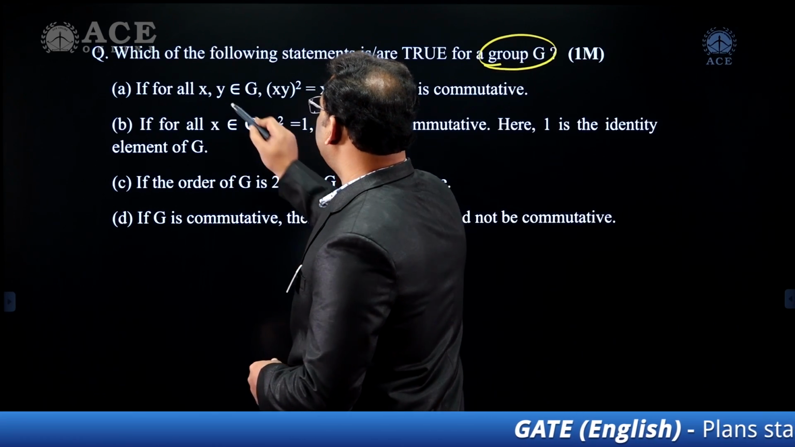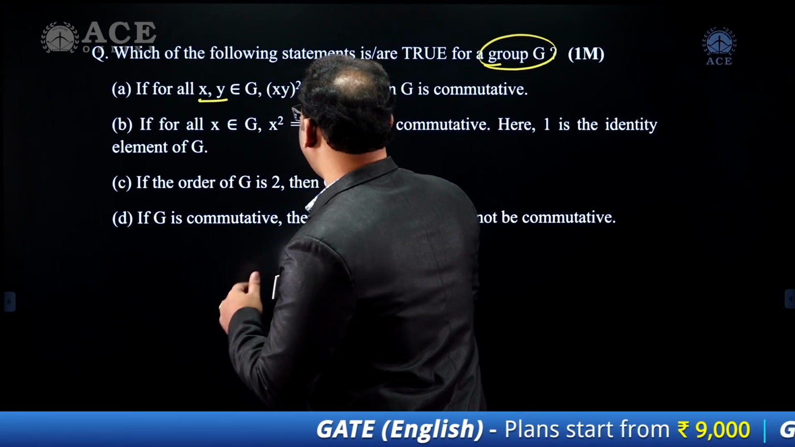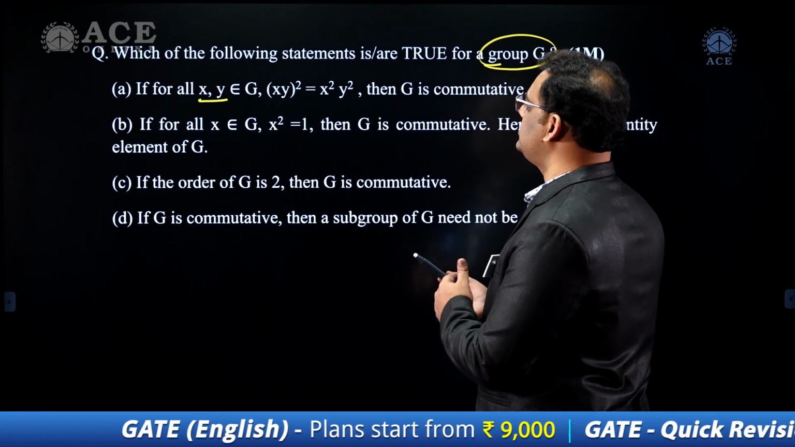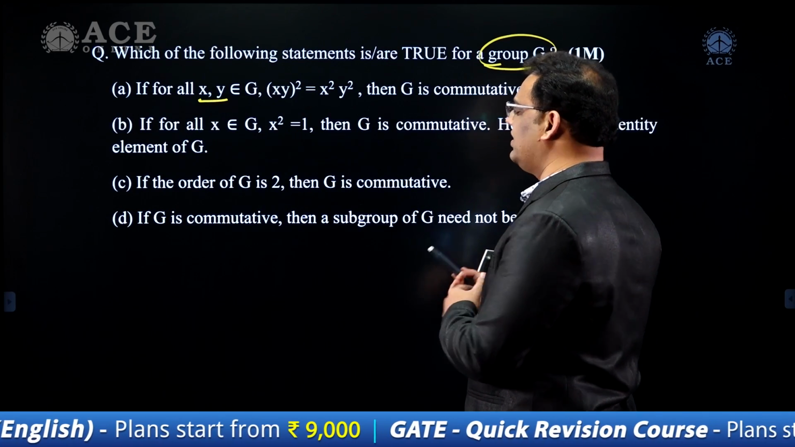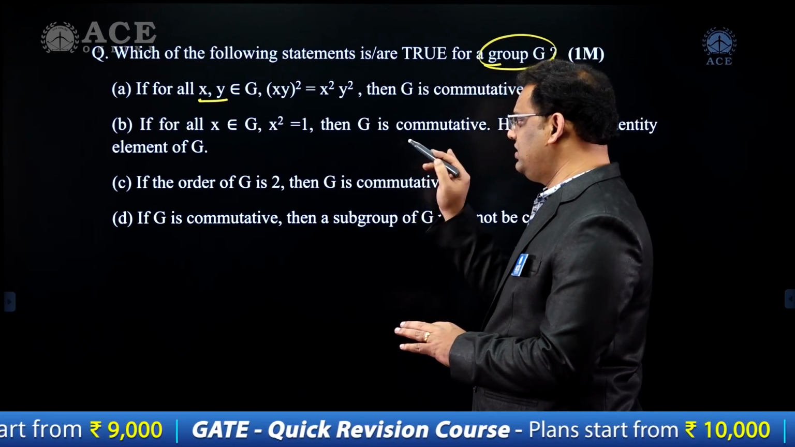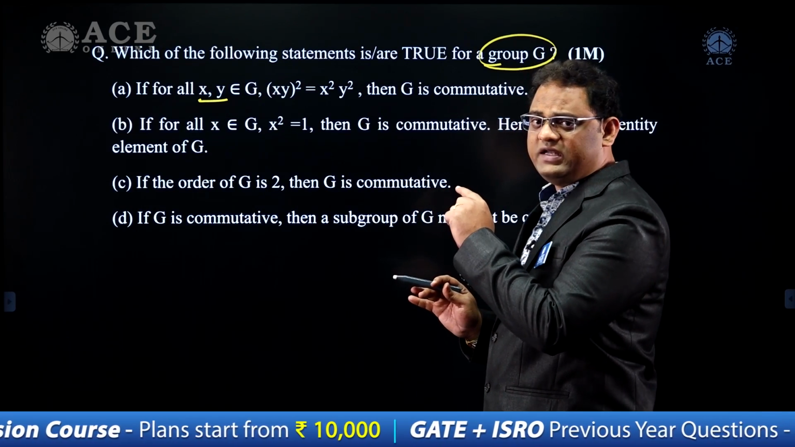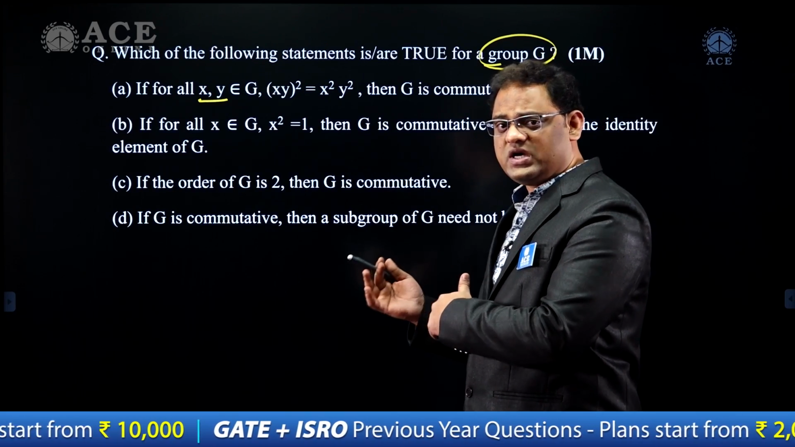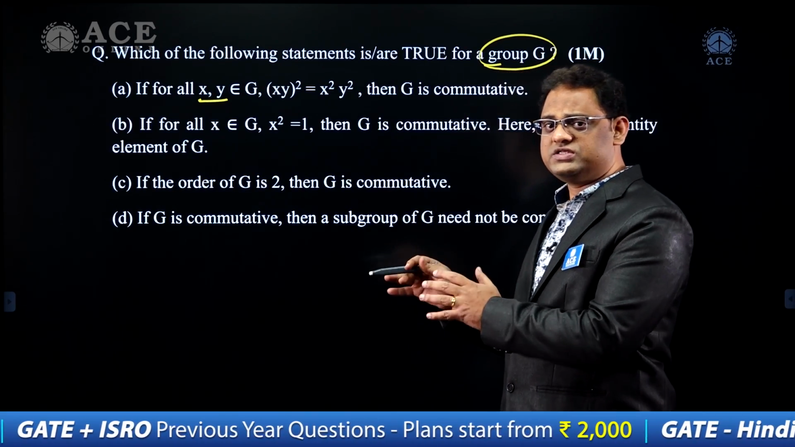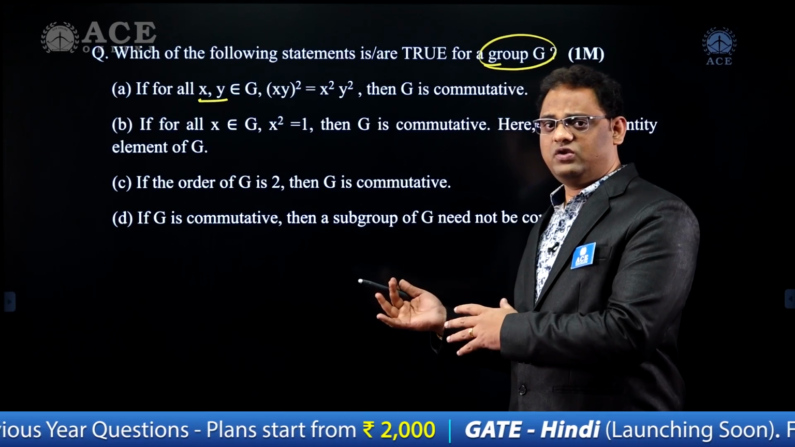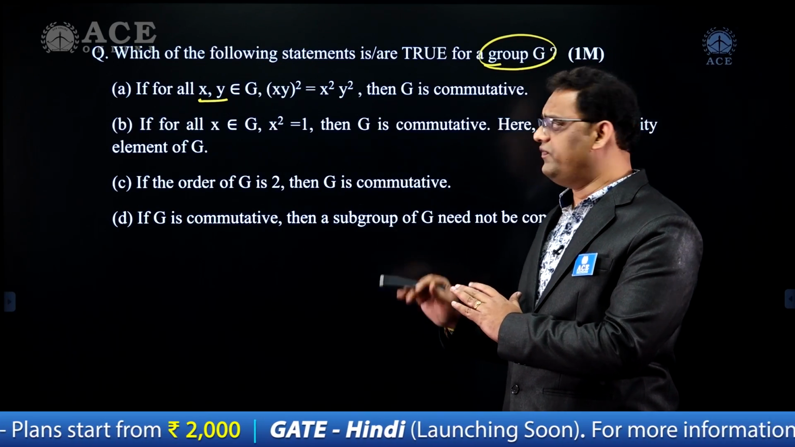Option A is: for every x and y, (xy) whole square is equal to x square into y square, and then G is commutative. Students, don't think here that x square y square means ordinary multiplication. There is some binary operation. It may be x square star y square, or x square boolean sum y square, x square circle y square, something like that. That is the meaning.